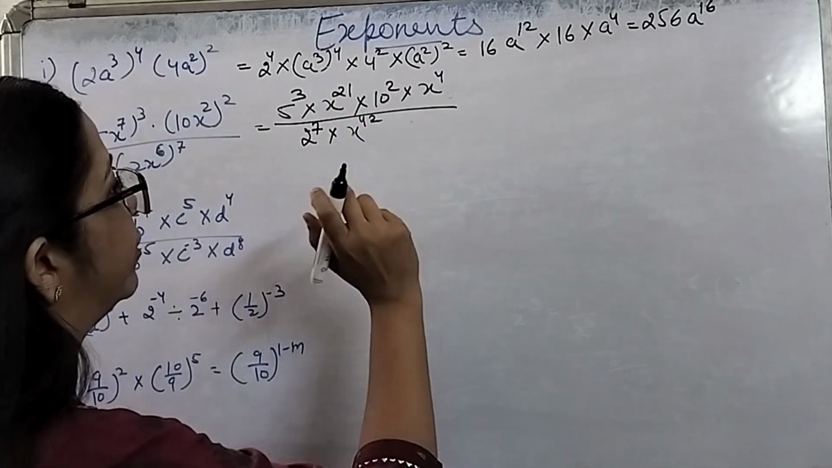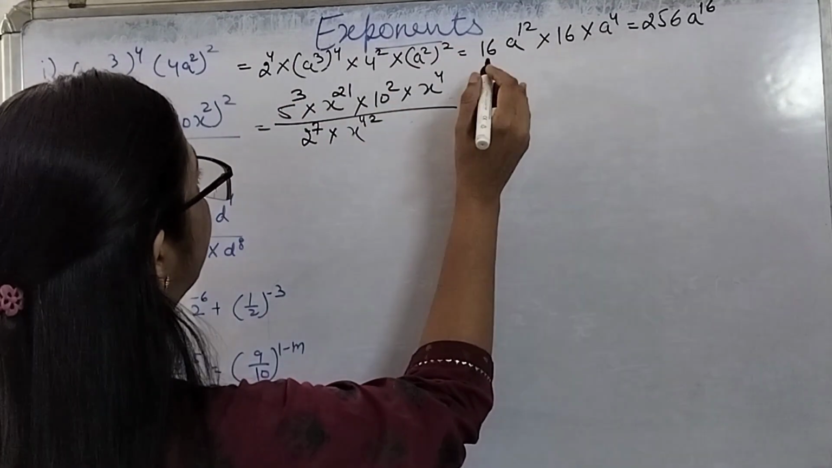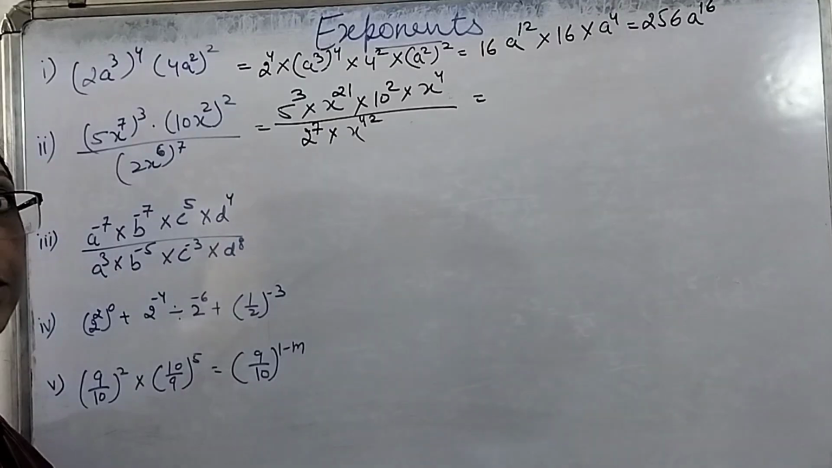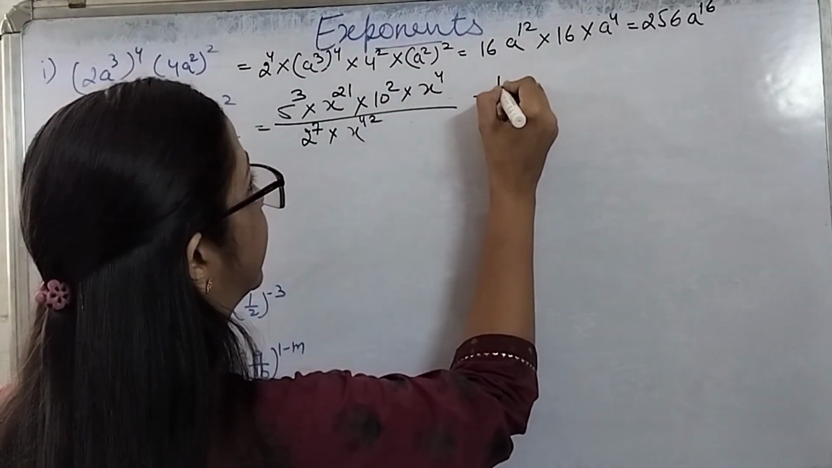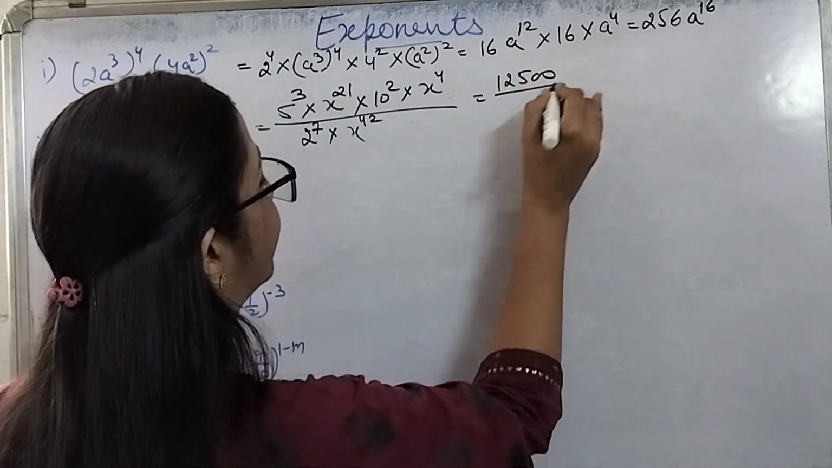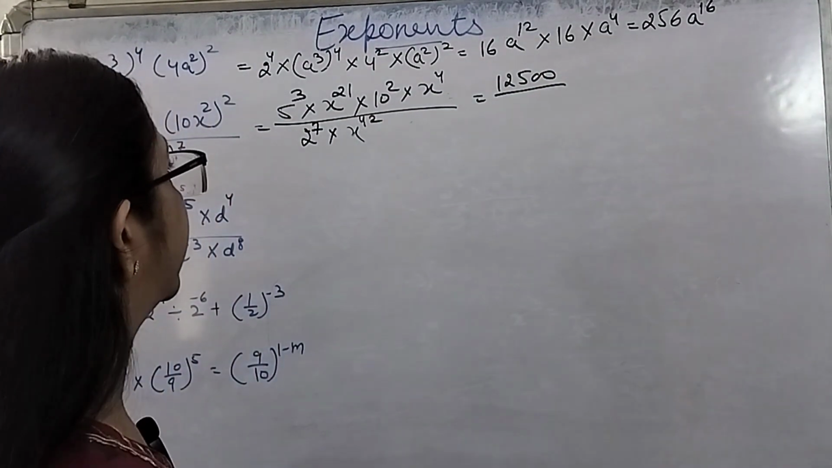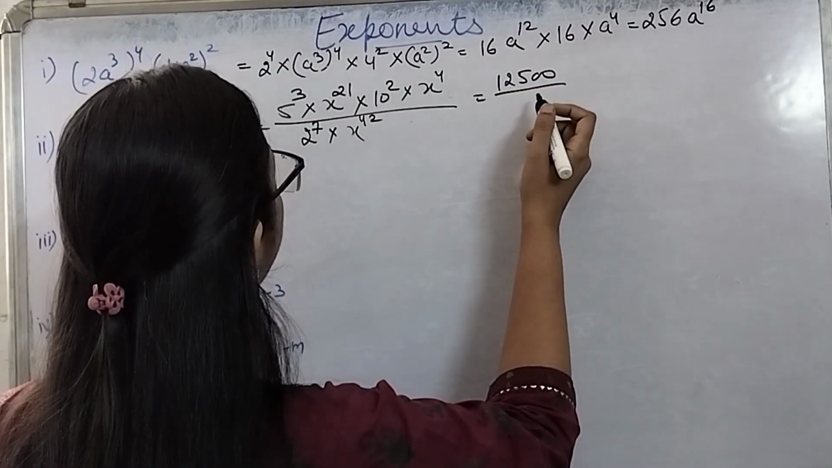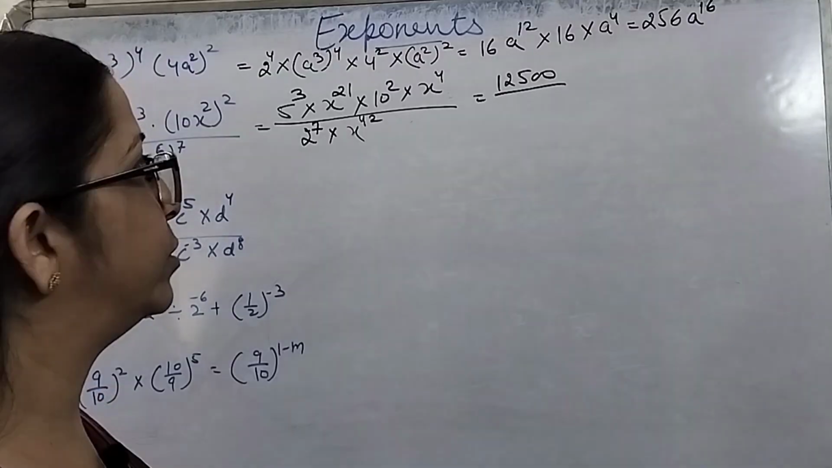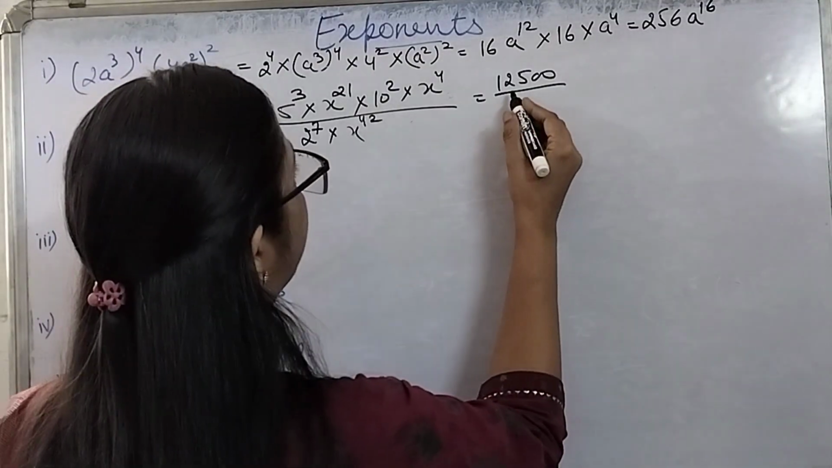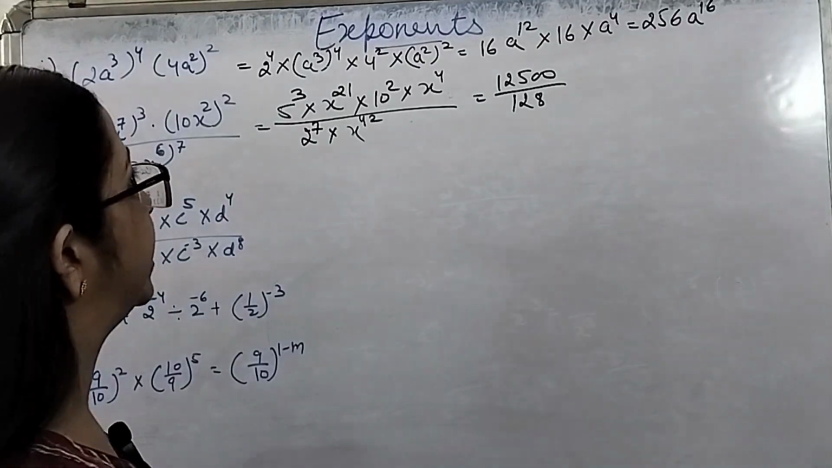Now 5^3 is 125 and 10^2 will be 100. So it could be written as 12500. And if we are going to find the value of 2^7, 2^5 is 32, then it is 64 and then it is 128. So the value of 2^7 will be 128.